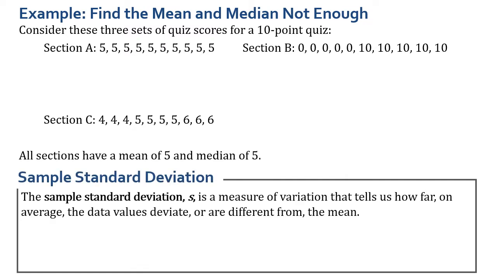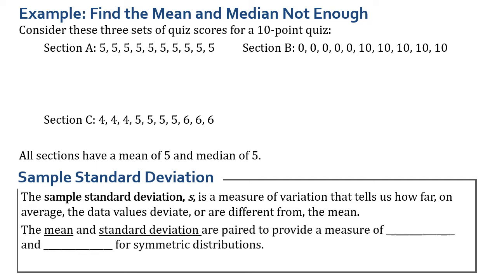So one way to measure variation is by using what's called the sample standard deviation. The sample standard deviation S is a measure of variation that tells us how far, on average, the data values deviate or are different from the mean.